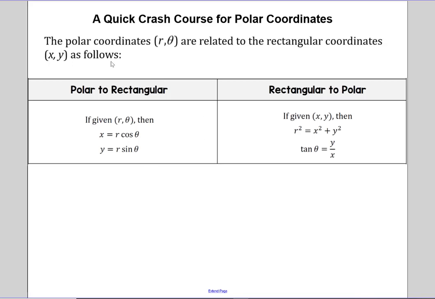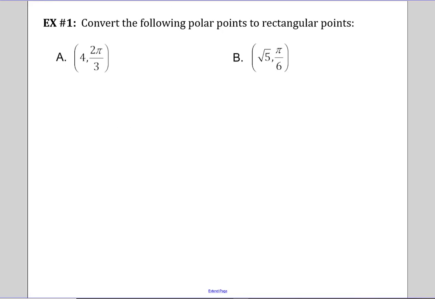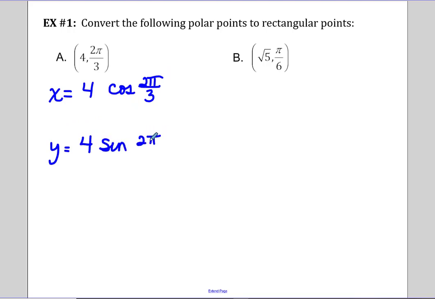So this is information that you have probably seen in a pre-calc class, where we need to convert from polar to rectangular or from rectangular to polar. So we'll experience some of those basic features first. Let's look at this, where we want to convert the polar point 4, 2 pi over 3 to a rectangular point. So x is r cosine theta, and our radius is 4, and we have cosine of our angle 2 pi over 3. And then y is r sine theta, so 4 sine of 2 pi over 3.